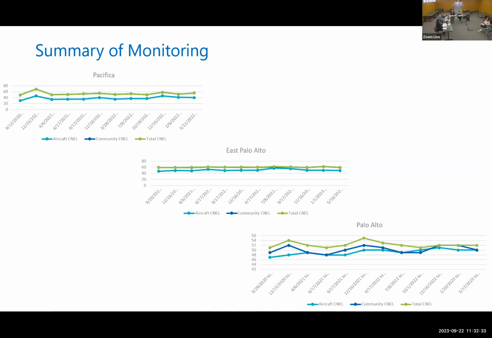Just based on what you shared, Mr. Ganoung, about how much noise can be captured based on the location, would it make sense to move the location of the monitor so that you'd have more aircraft noise captured in less community CNEL? It really depends. For East Palo Alto, that's the one I'd probably put first to move. I would try to get it more under the approach path.